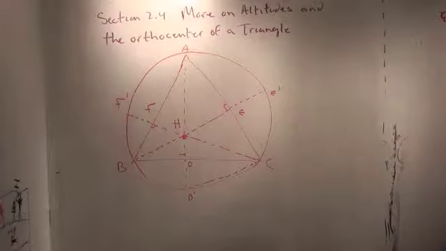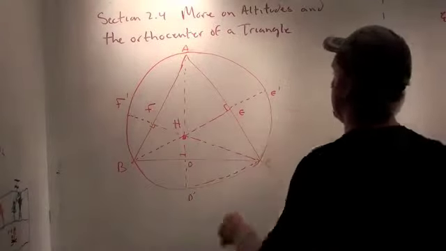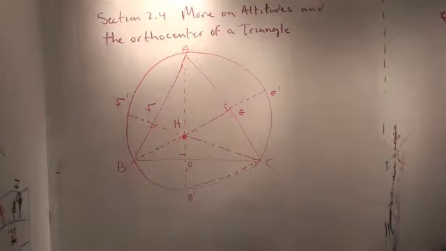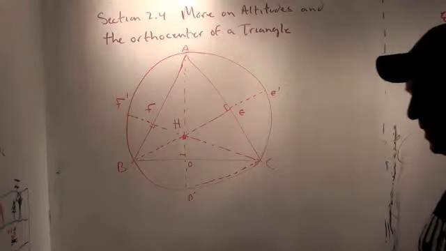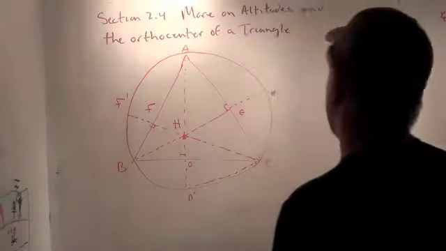Okay, so here is the second section, section 2.4. We're going to look at some facts about the altitudes and how they interact with the circumscribed circle of the triangle ABC. So I guess I better put away my red marker and grab a black marker.